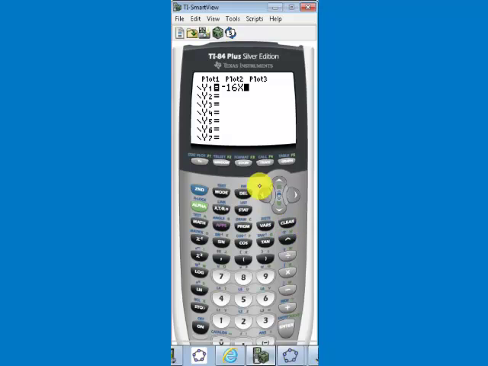oops, sorry, goodness gracious. I need to square that X. So I'm going to press the exponentiation button. You can press the x squared button and get by with that, but I'm going to press the exponentiation button, and then the 2, and then press the right arrow to get off of the exponent. So negative 16x squared minus 21x plus 141.